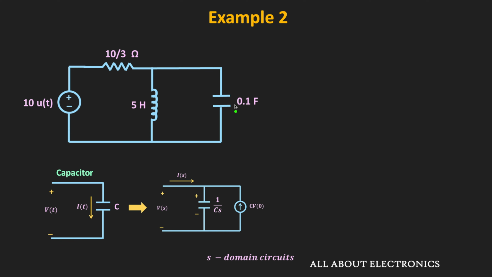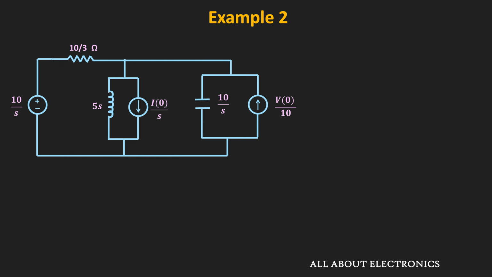As you can see over here, C is equal to 0.1 Farad. That means this 1 over Cs will be equal to 10 divided by S. Similarly, for the resistor, in the equivalent S domain it will remain as it is, that is equal to 10 divided by 3. And this voltage source is the unit step function, so in the equivalent S domain, that is equal to 10 divided by S. So now, if we see the equivalent circuit in the S domain, this is how it can be represented.